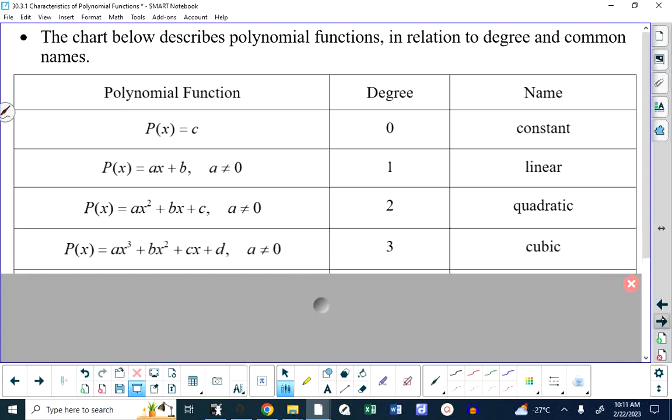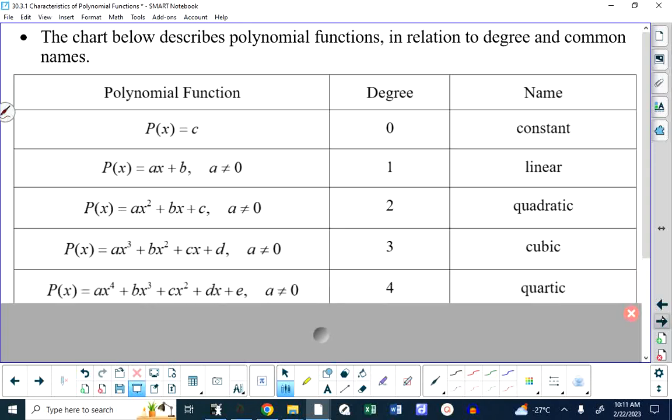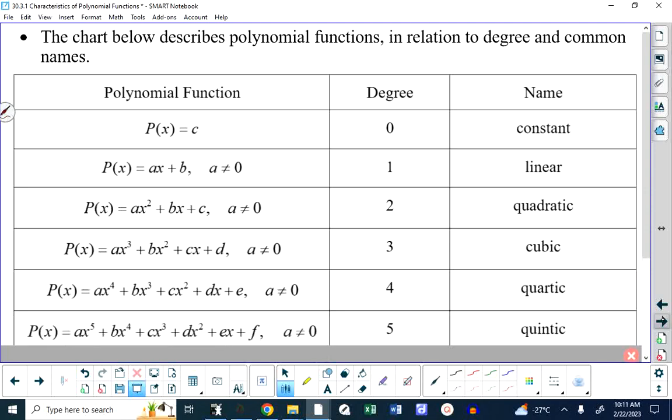Well, if we have a degree 3 polynomial function, we can write it as y equals ax cubed plus bx squared plus cx plus d. We've got another letter going on here. And the name for a degree 3 polynomial function is cubic. We can go degree 4, that's called quartic. We can go degree 5, that's called quintic.